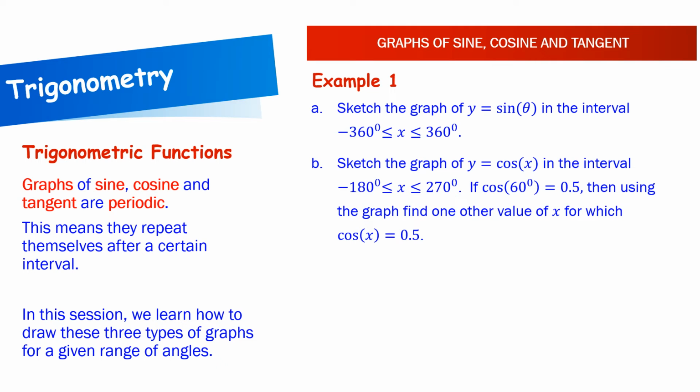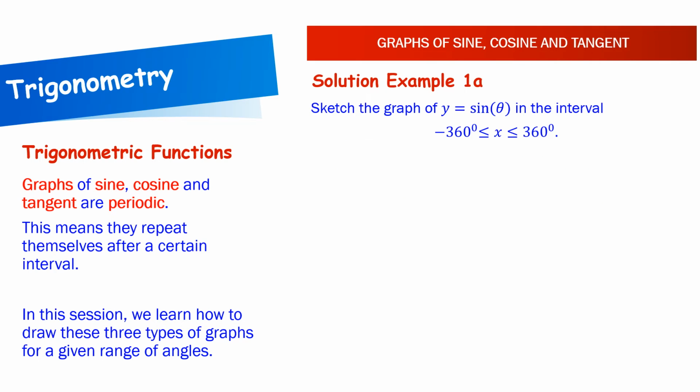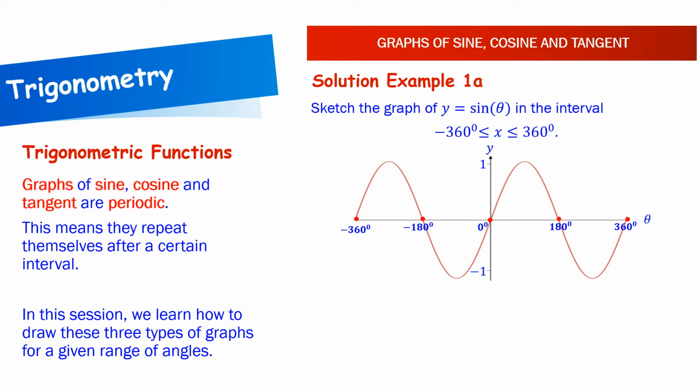Let's now take a look at an example. Pause the video and have a go. Press play when you're ready to view the solutions. So let's solve example 1a. Sketch the graph of y equals sine theta in the interval minus 360 degrees is less than or equal to x is less than or equal to 360 degrees. This should look something like the graph you can see on your screen now.